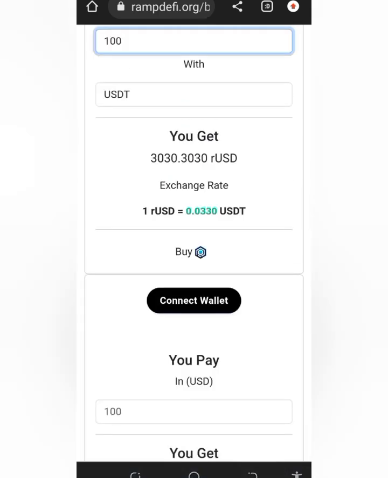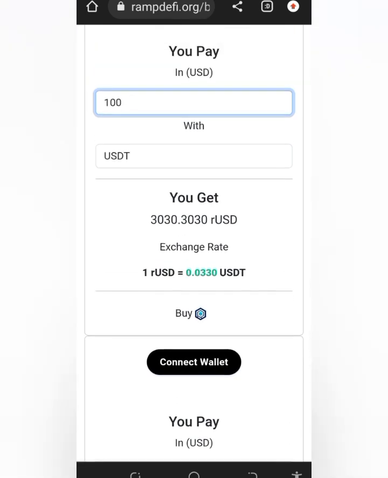But I've shown you the process. So this is actually a centralized exchange plus a decentralized exchange arbitrage, just in case you want to try this out, right? You would need to have $100 to get this started.